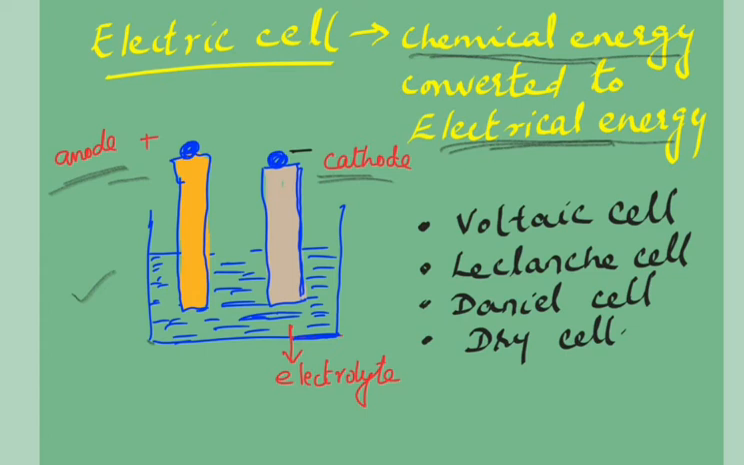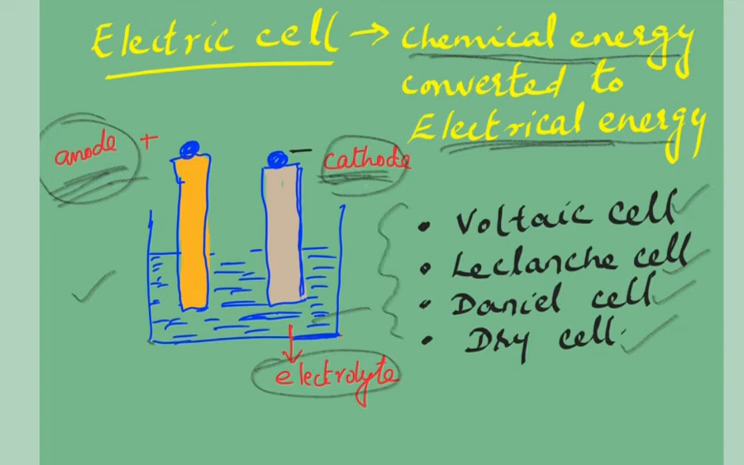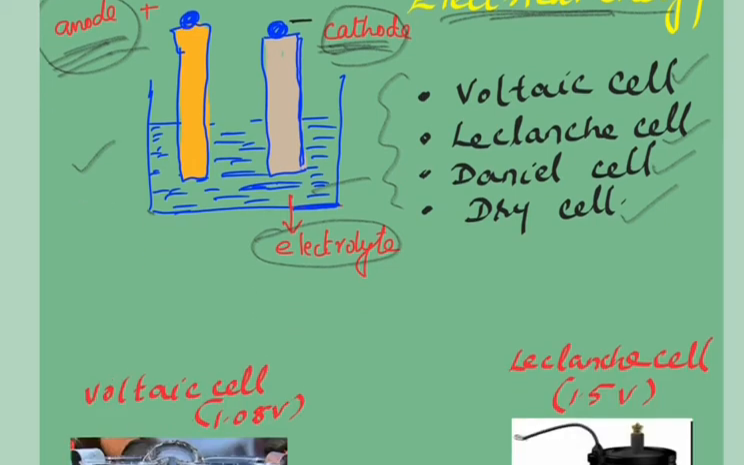Now there are different types of electric cells like Voltaic cell, Leclanché cell, Daniell cell, dry cell, etc. The difference in all these cells is the difference in the electrolyte being used, or the difference in the cathode and anode being used. Depending upon the type of electrolyte, cathode material or anode material, we have different types of electric cells. I'll show the pictures of those electric cells.